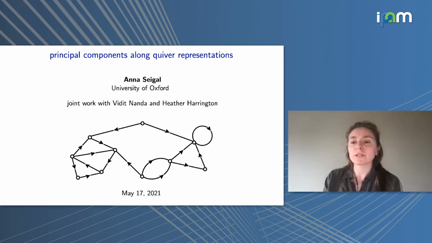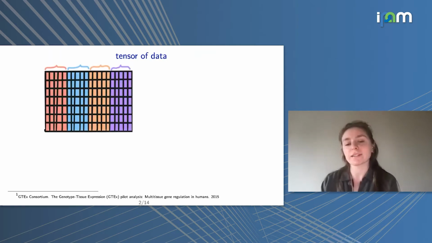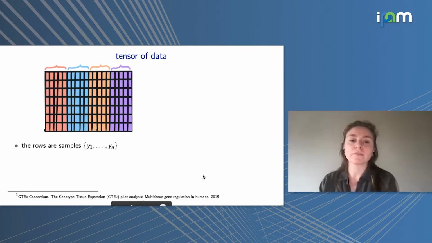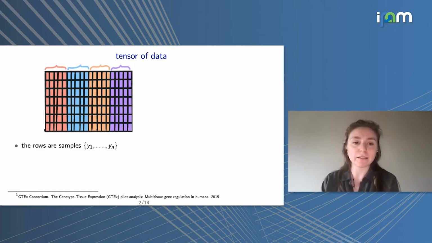All right, so before I dive into Quiver representations, I'll start with something which is maybe a bit more familiar to the long program and to the workshop. So I would like to consider a tensor of data, and I will draw it like this. So what do I mean? Well, each row is a sample. So let's say I have n rows.